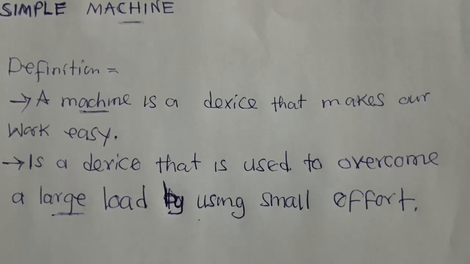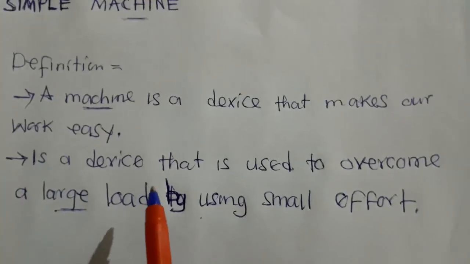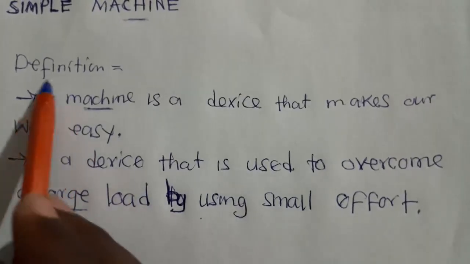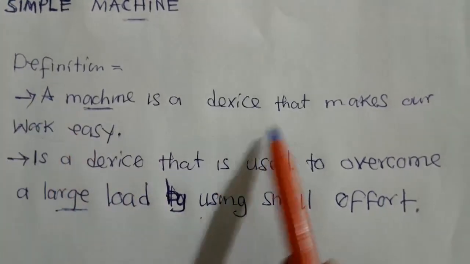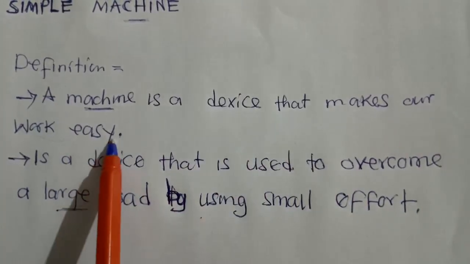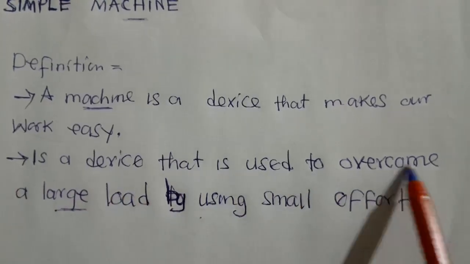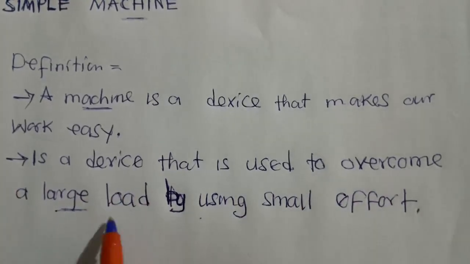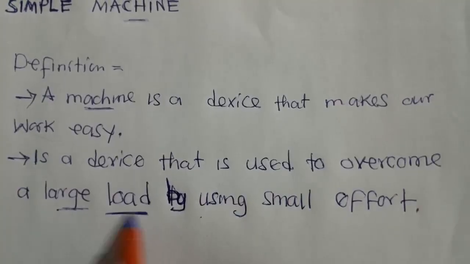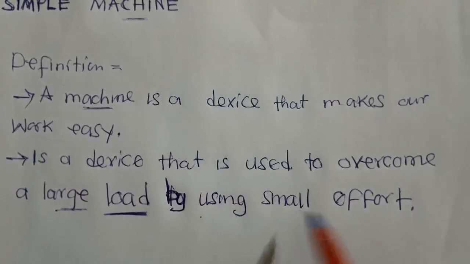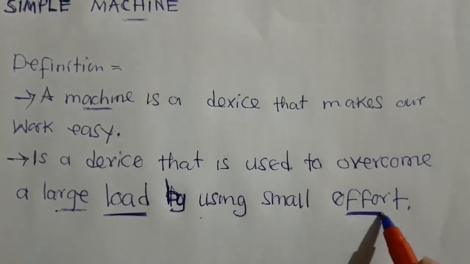I've given you two definitions. This one is from the English point of view, where you just say a machine is a device that makes our work easy. This one is a device that is used to overcome a large load. There is a term here, load, by using small effort. So two words here.